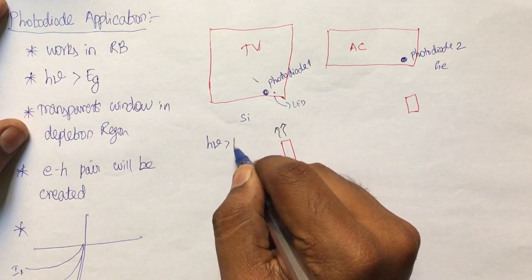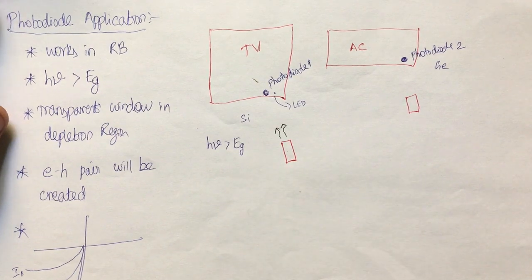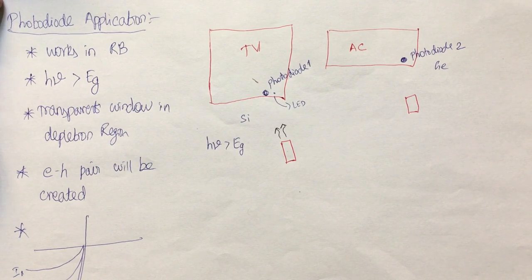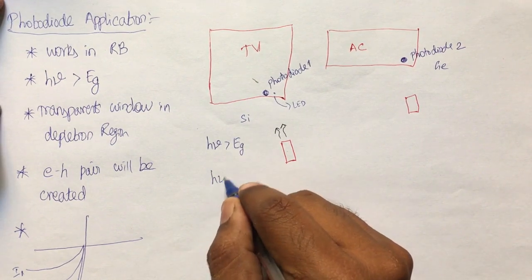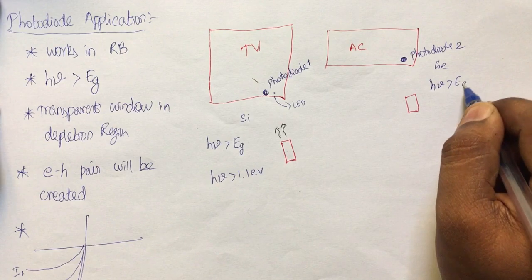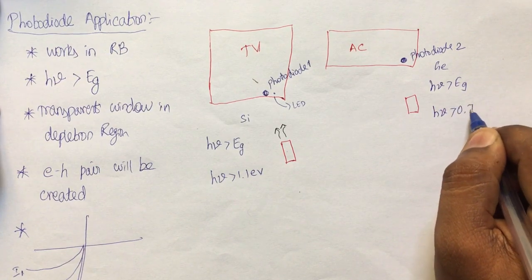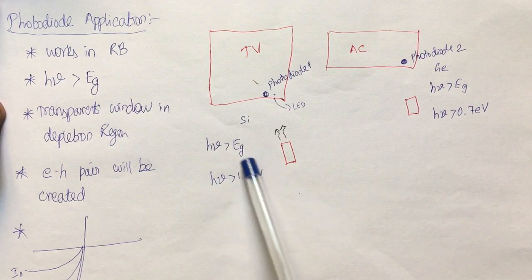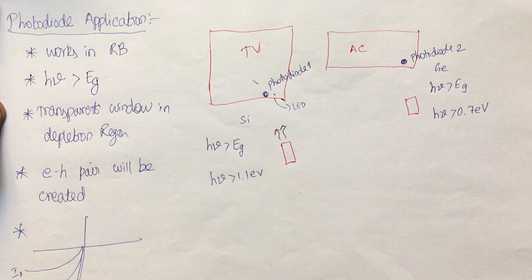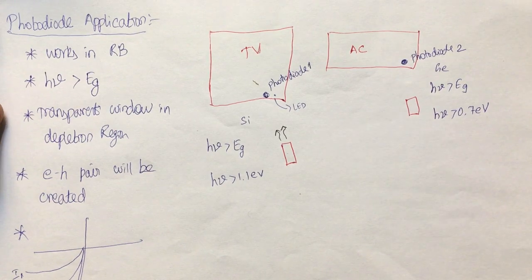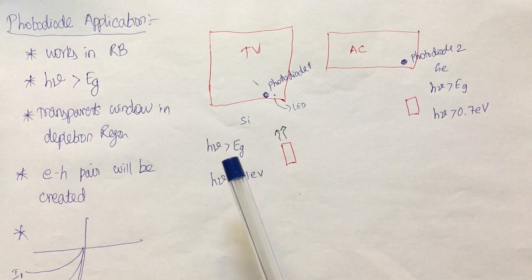The incident light energy must be greater than the band energy gap of the semiconductor. This is the principle used in photodiode. Now the band gap for silicon is almost around 1.1 electron volt, and for germanium the band gap is around 0.7 electron volt. So here the incident light should have energy greater than this level, then only it will receive the light. Different manufacturers use different types of semiconductor to differentiate their reception level.